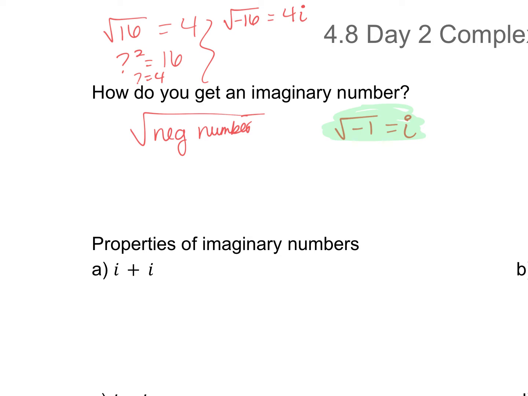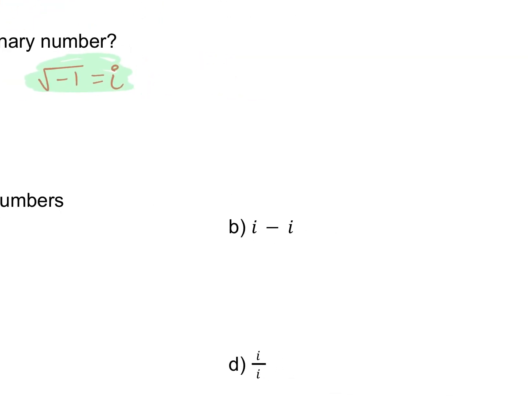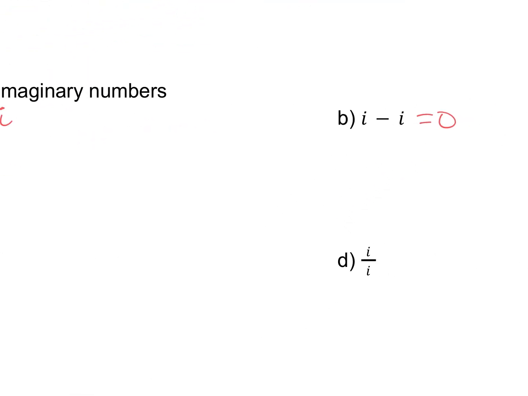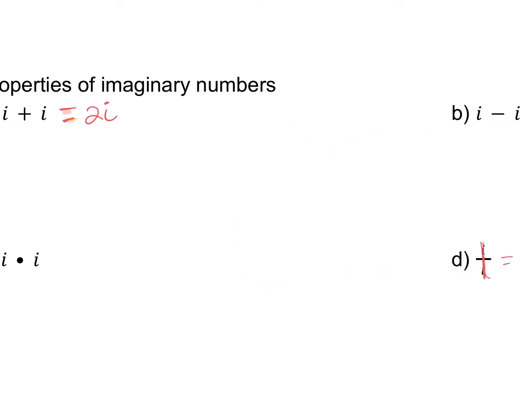Okay, so let's talk about properties of them. i plus i, when you are adding and subtracting them, you treat them just like a variable. This would be 2i. Oops, sorry, you're trying to get the markers to work. 2i with a little tail on it. Okay, easy. i minus i, that's just 0. Cool, I'm going to skip C for the moment. i times i, or i divided by i, those cancel, that's 1. Okay, those properties work the same.